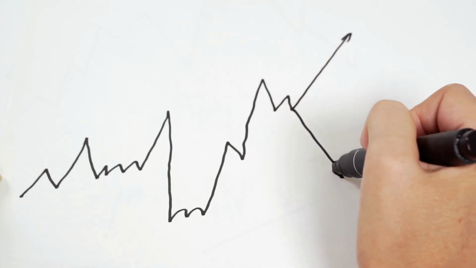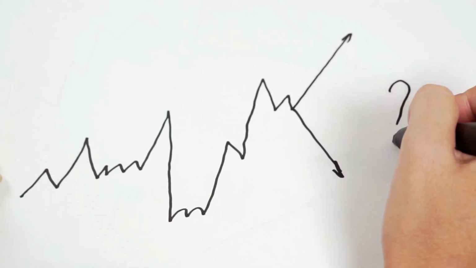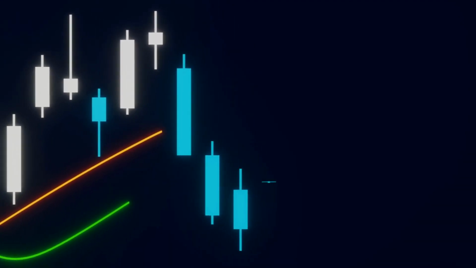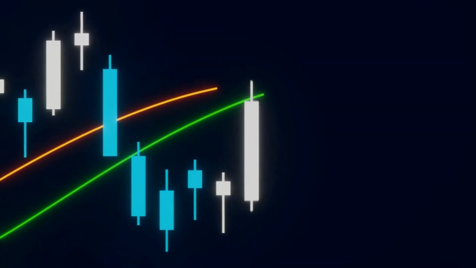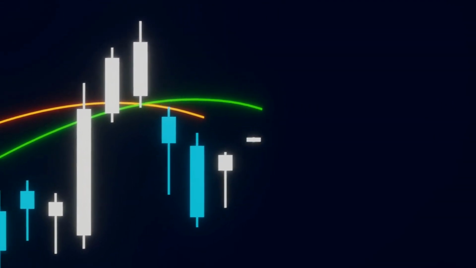Then we have the MACD, or Moving Average Convergence Divergence. This indicator helps traders identify potential buy and sell signals. It does this by comparing short-term and long-term price trends. When the MACD crosses above the signal line, it could be a good time to buy. When it crosses below, it might be a prime time to sell.